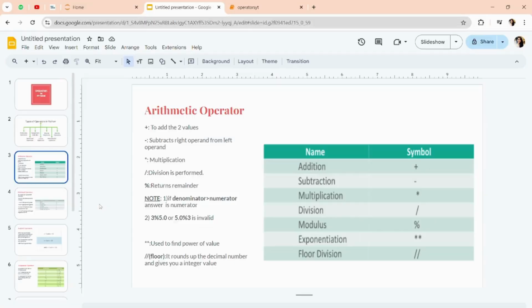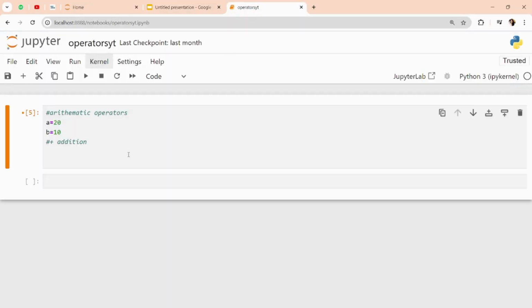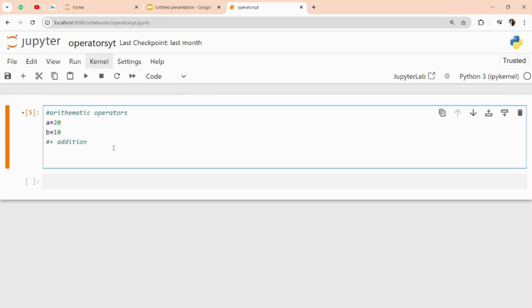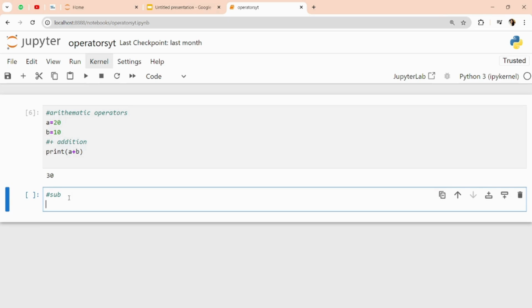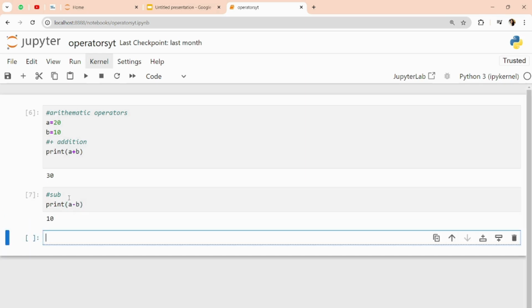So let's see these operators now in the Jupyter notebook. So here I have taken two operands, that is a is equals to 20 and b is equals to 10. Now let's perform an addition. So a plus b. Let's print a plus b. It's 30. Now let's do subtraction. So print a minus b. You got 10.